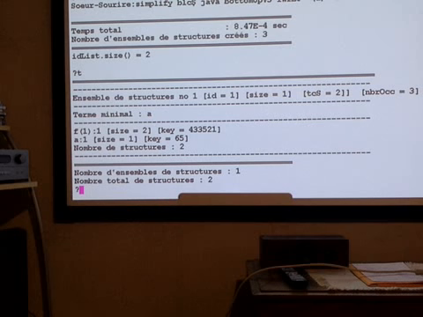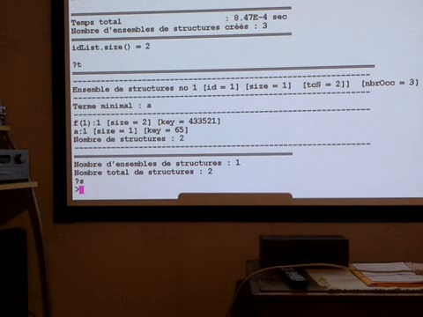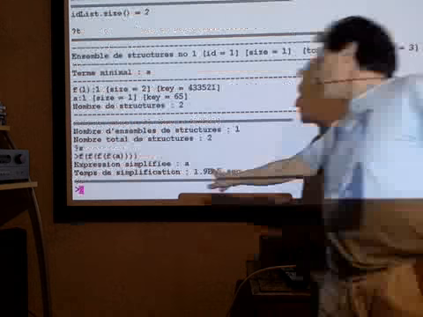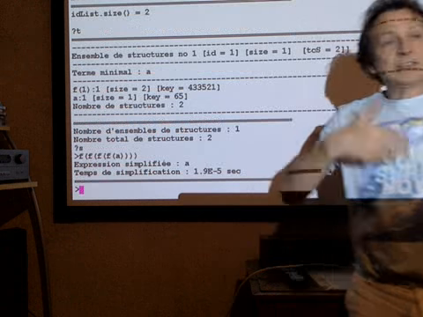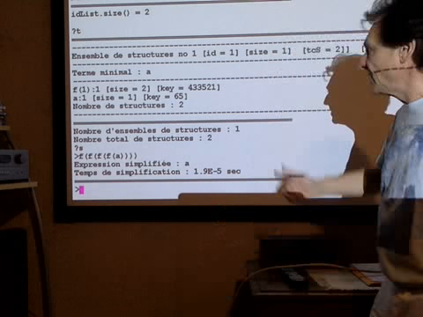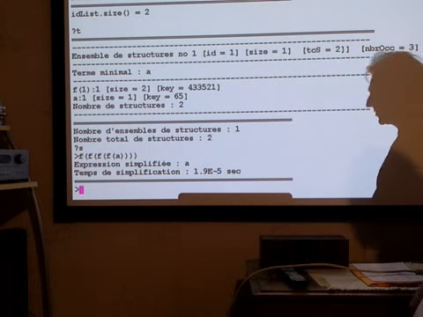And I can use it to simplify expressions involving a number of times the f symbol. Okay, and we can see that the expression simplifies to a, because it is the simplest expression corresponding to this set of structures.